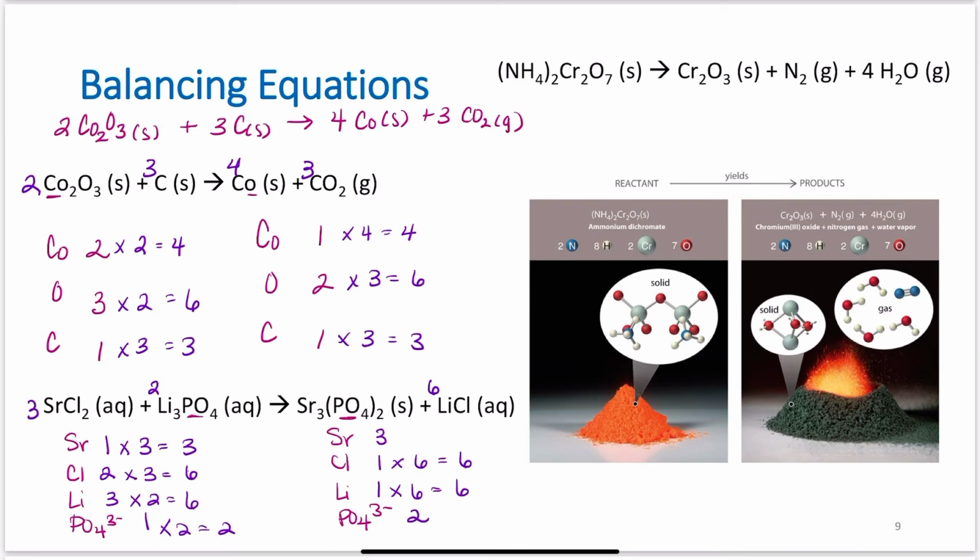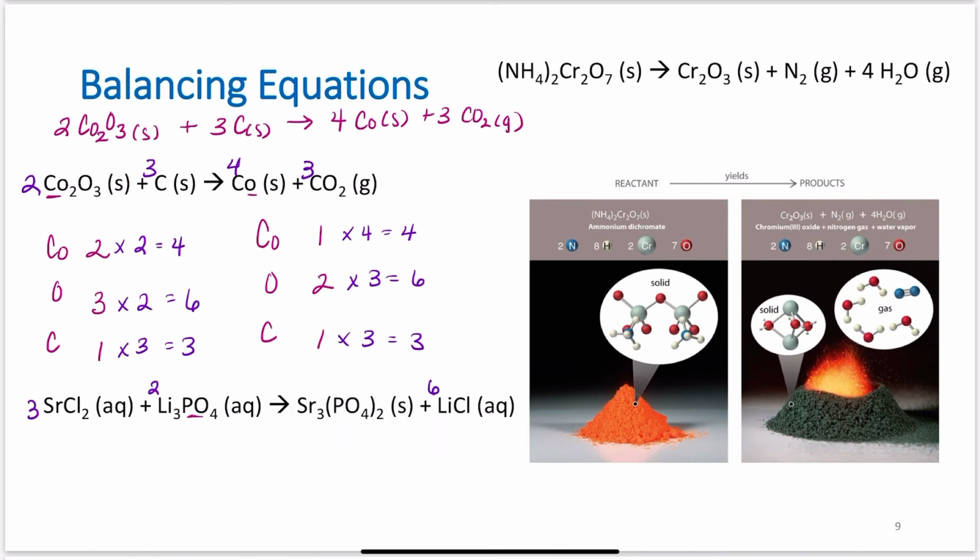I'm going to erase it so I can rewrite the equation and you guys can actually see it without it completely mumbled up into everything else. So the balanced equation here: 3 moles strontium chloride plus 2 moles lithium phosphate, giving me 1 mole strontium phosphate and 6 moles of lithium chloride.